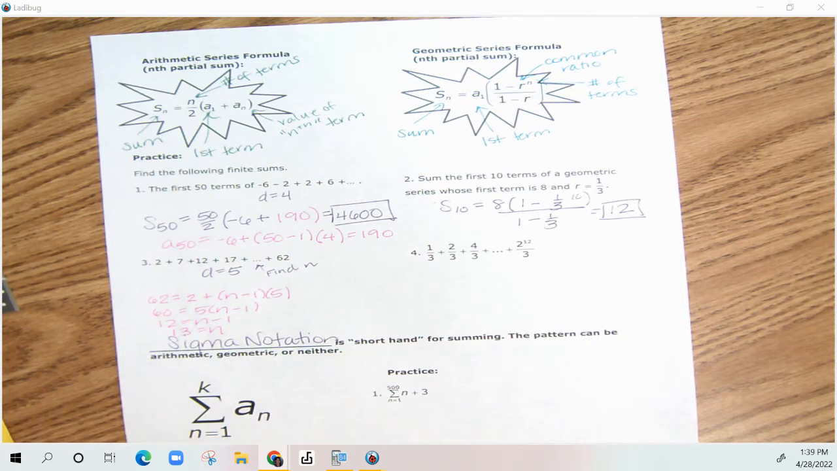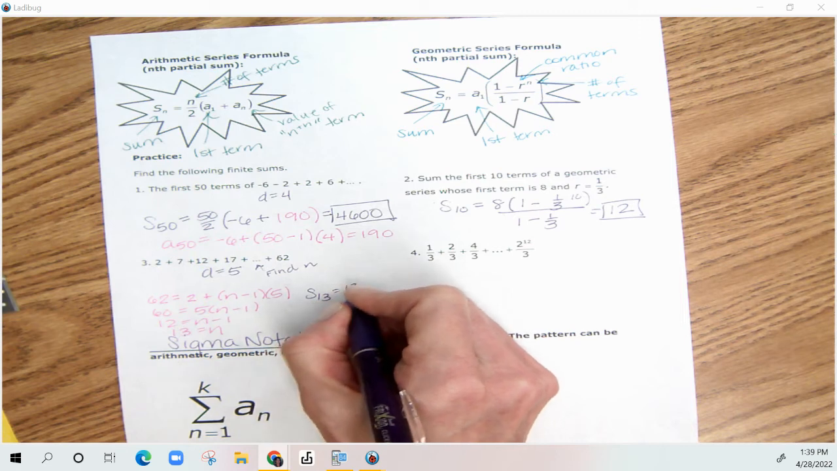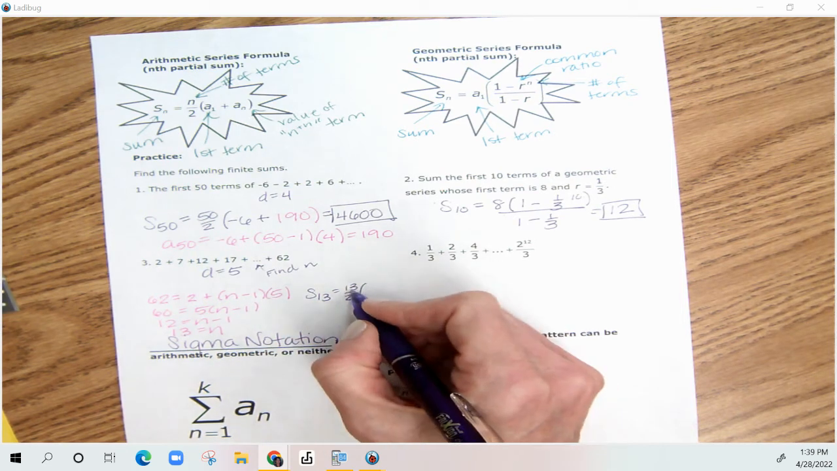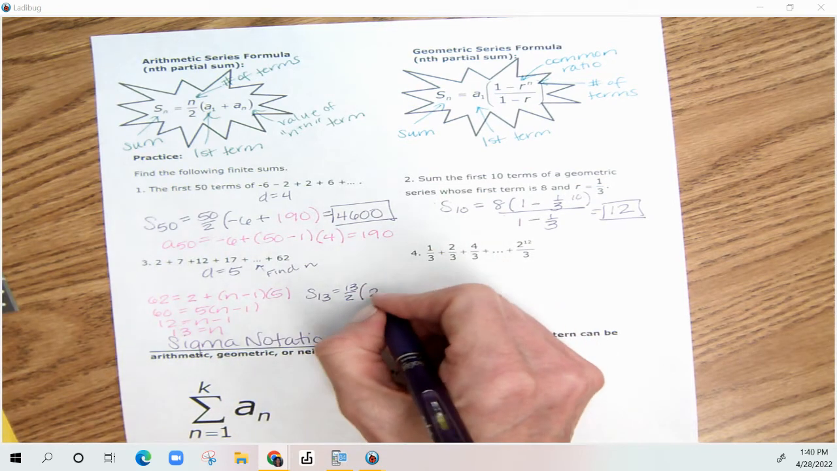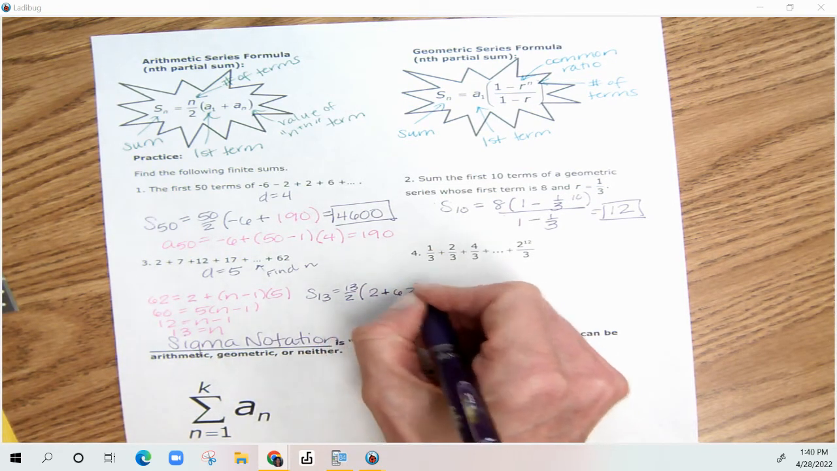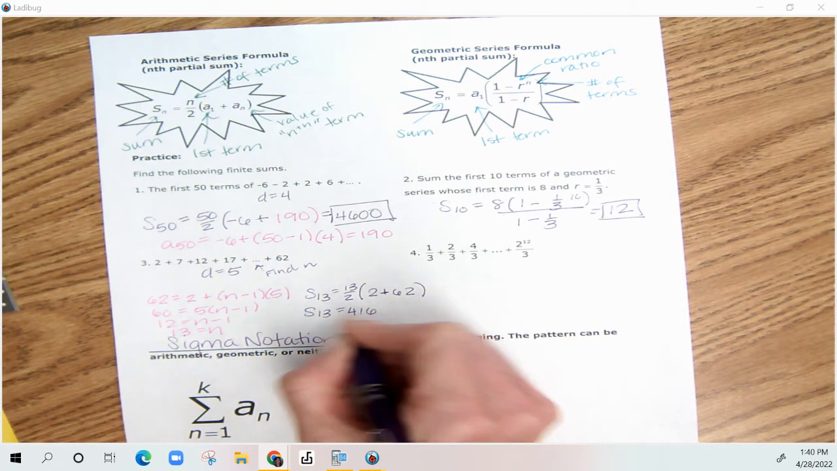62 is the 13th term, so now I have everything I need to solve the series formula. I'm trying to find the sum of the first 13 terms if the first term is 2 and the last term, the 13th term, is 62. And I get 416.